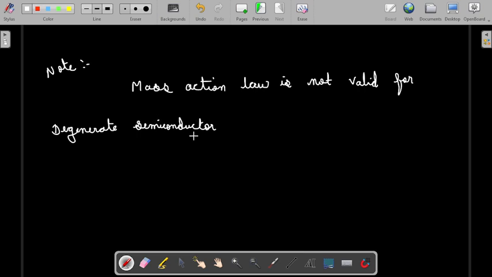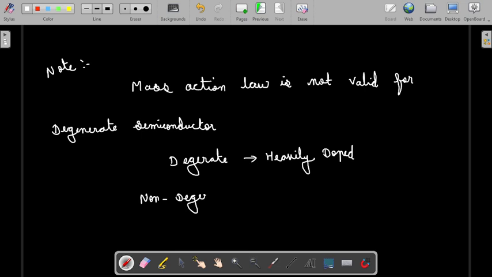Degenerated, in that term, we say it is heavily doped. So this is heavily doped. Non-degenerated means lightly doped or moderately doped.